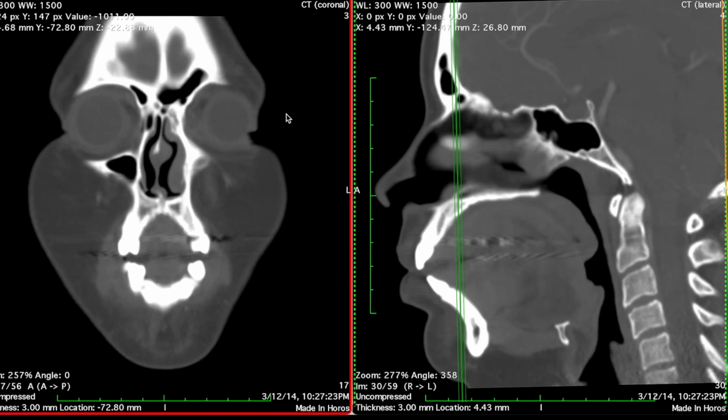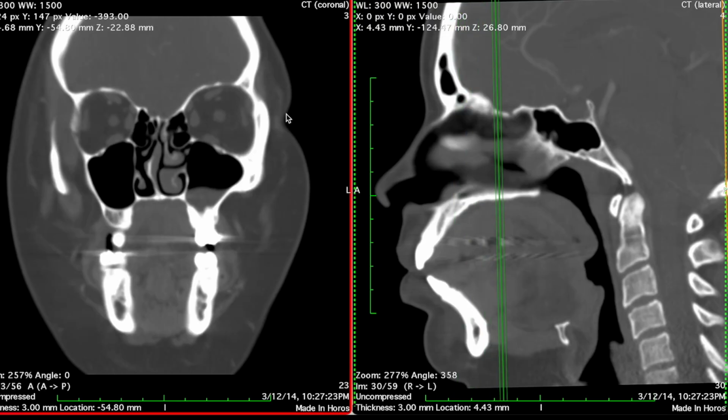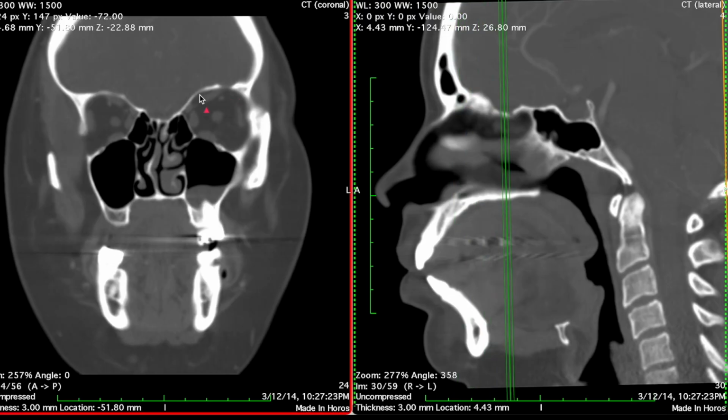Scrolling a bit deeper into the nasal cavity, you start to notice these beautiful swirls along the left lateral nasal wall. These are the superior, middle, and inferior nasal concha. These are bony projections that increase surface area and humidify the air that we breathe in.